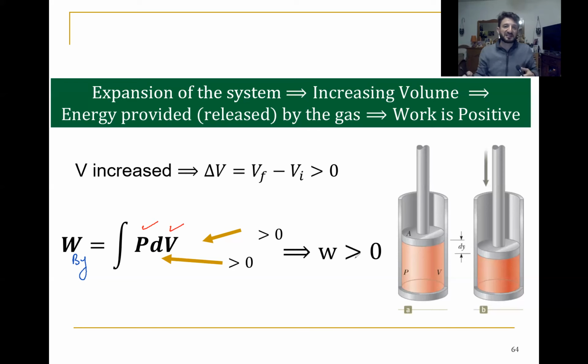And here you can say, for example, if I give you an example and I tell you we have energy provided, or we have a work provided by the gas, I mean, we have expansion, delta V is positive and omega is positive, okay? And the opposite is right.